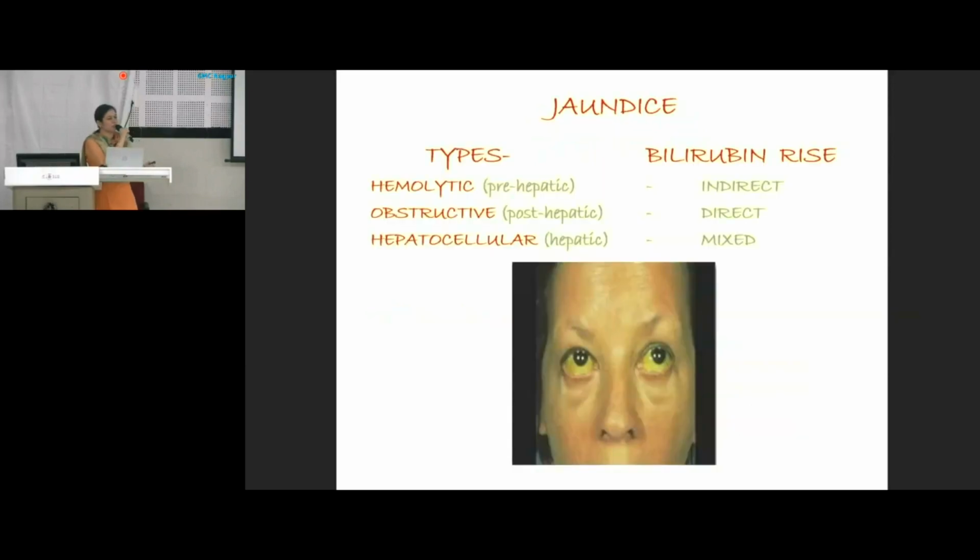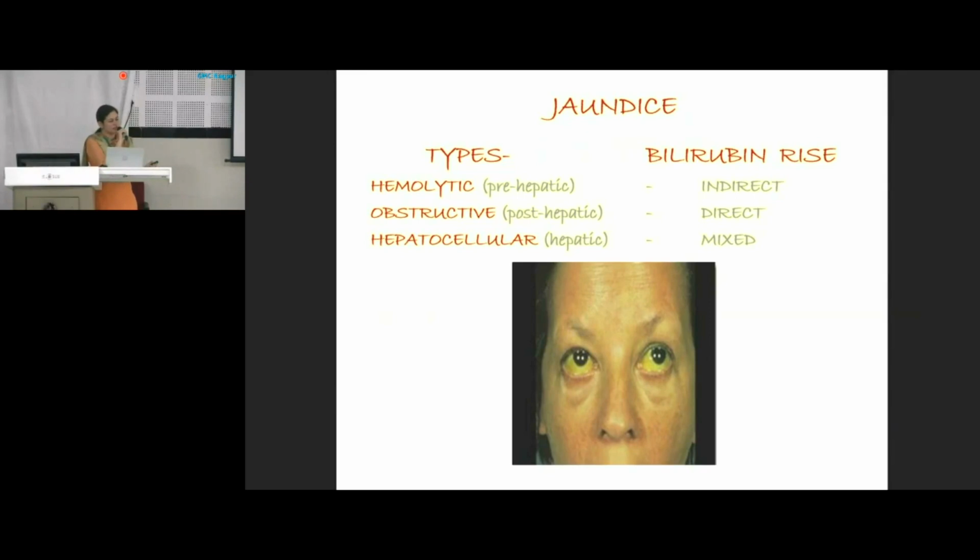Now there are three types of jaundice: hemolytic jaundice, obstructive jaundice and hepatocellular jaundice. Hemolytic jaundice occurs when there is excessive hemolysis of RBCs, and the unconjugated bilirubin will be raised. The causes of hemolytic jaundice, which is also called prehepatic jaundice, include the presence of abnormal hemoglobins, that is hemoglobinopathies, that is sickle cell anemia, thalassemia.